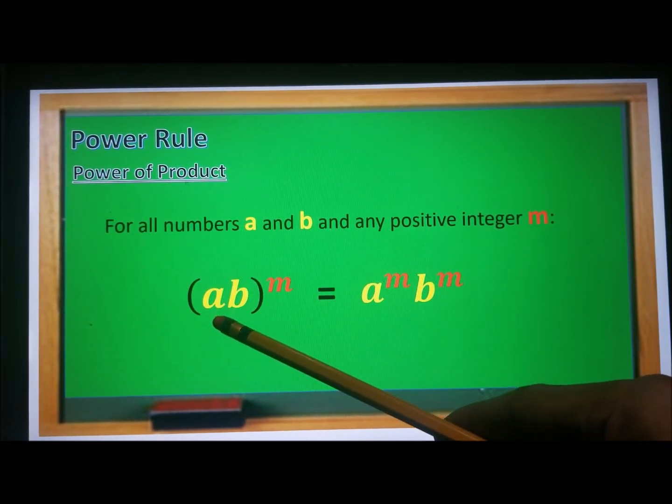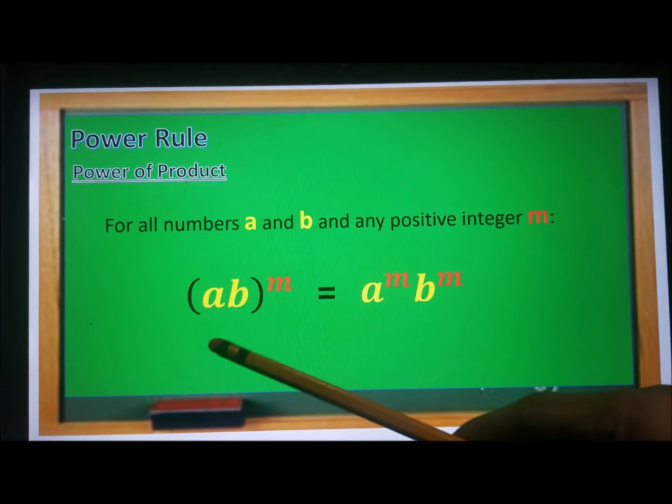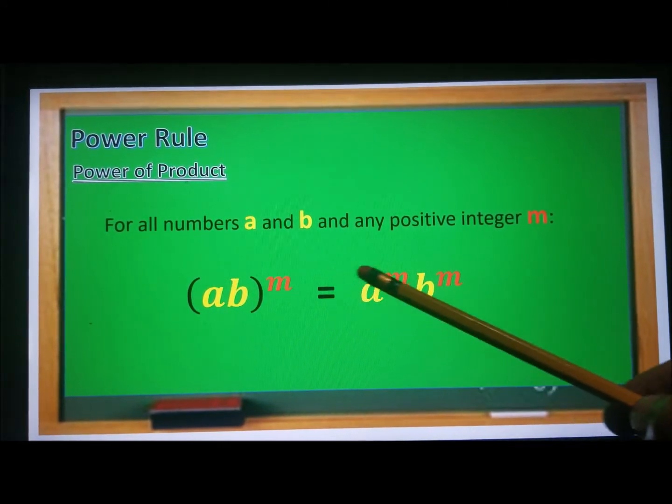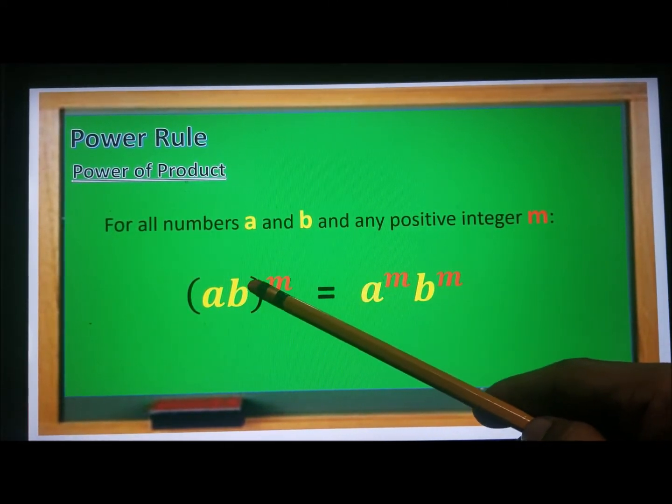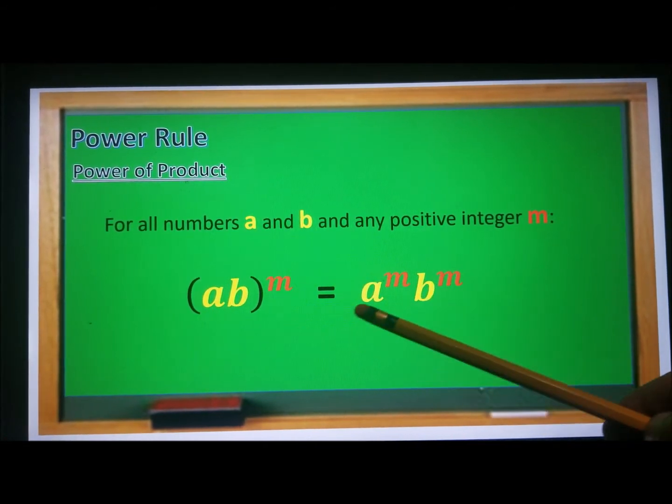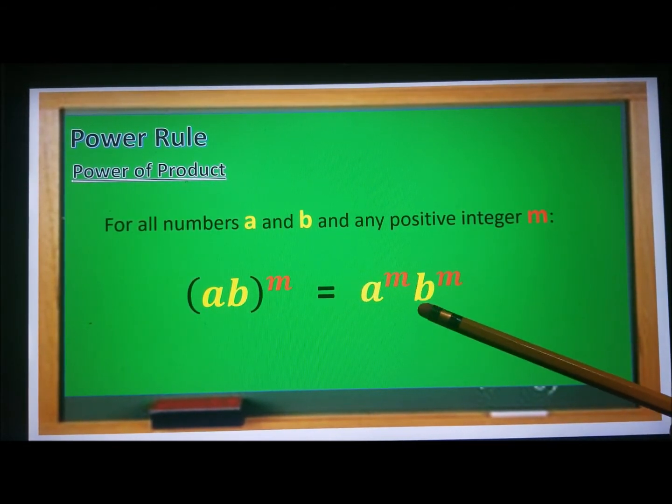Since we don't have an exponent here, it's understood to be 1. So m times 1 is m, and 1 times m is also m. So we'll have a raised to m, b raised to m.